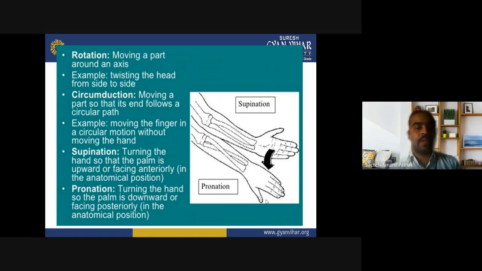Supination is turning the hand so that the palm is upward or facing anteriorly. While pronation is turning the hand so the palm is downward or facing posteriorly. Okay, so you can see it is a supination, it is a pronation.